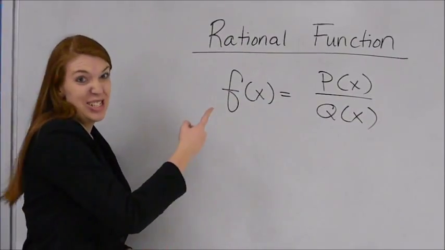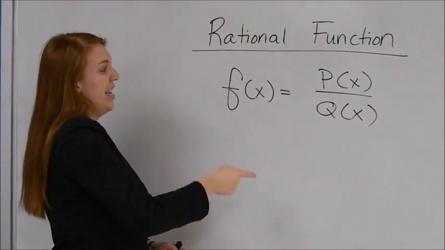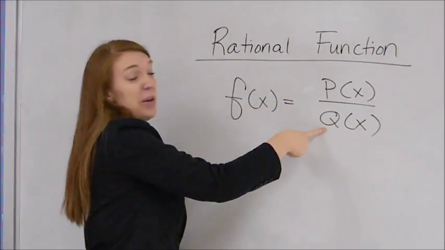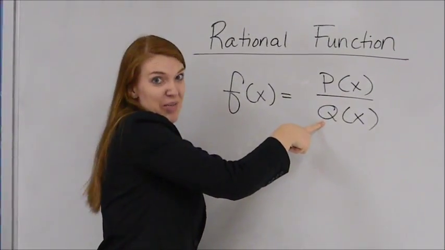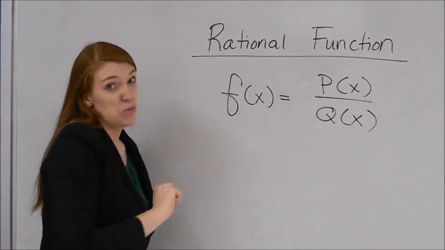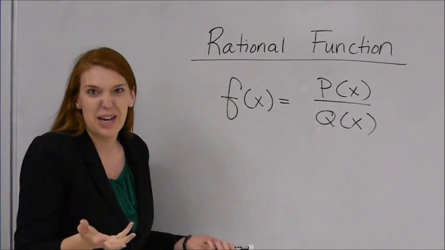Alright, so the definition of a rational function is when you have one polynomial, p of x, divided by another polynomial, q of x. Okay, and we know q of x can never equal 0 because then we'd be divided by a 0.